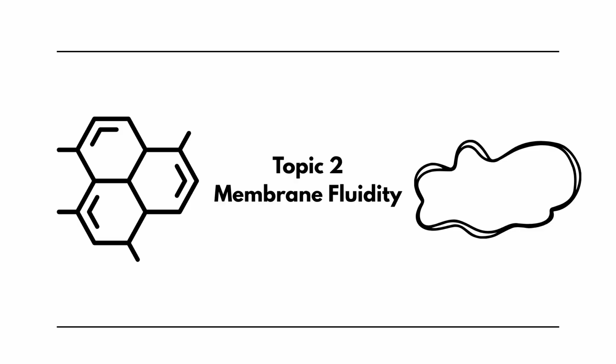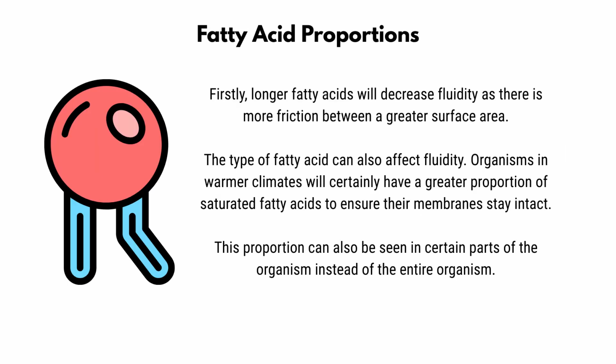Alright, now let's move on to our second topic, which should transition nicely from the fatty acids, of membrane fluidity. Now, again, as I just said, fatty acids have different properties in terms of fluidity, and the proportions of each type of fatty acid can differ between cells. Firstly, longer fatty acids in general will decrease fluidity as there is more friction between a greater surface area. It'll interact more and cause it to be more stiff.